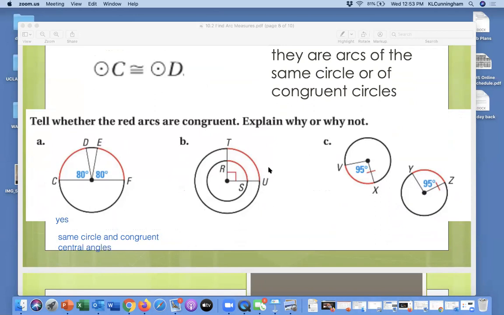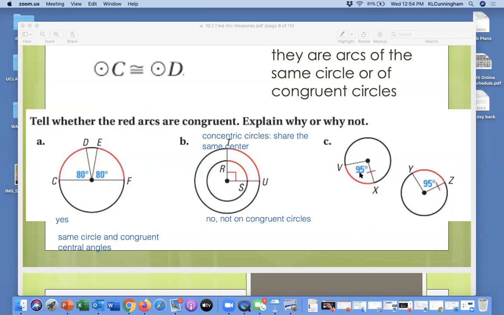Okay. B, tell whether the red arcs are congruent here. So we've got a small circle here inside and then a bigger circle here on the outside. This has a special name when they share the center. We talked about this in 10.1. Does anybody know the name? Starts with a C. These are called concentric circles. So just to bring some vocab back to us, they share the same center, like a dartboard. Okay, so first of all, guys, concentric circles are not congruent. So these arcs are not on congruent circles. So no, these arcs aren't congruent. No, not on congruent circles.